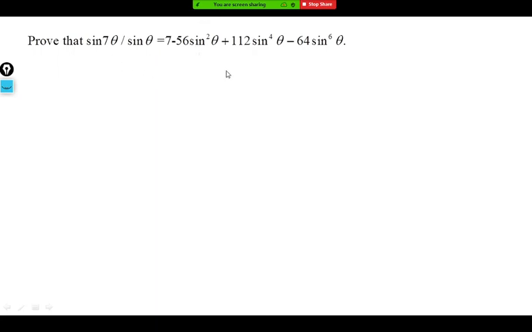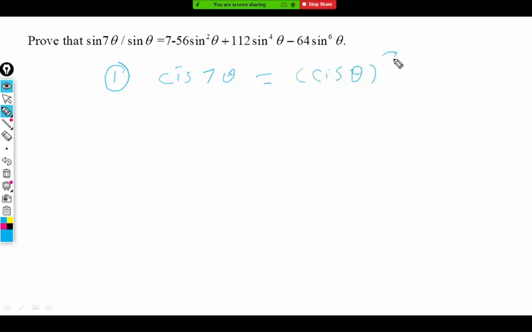So can you tell me the steps at least first here? Step number one. We should take the power 7. That means cis 7 theta is cis theta bracket raised to 7. Then we should use a binomial expansion. Step 2, binomial on RHS.